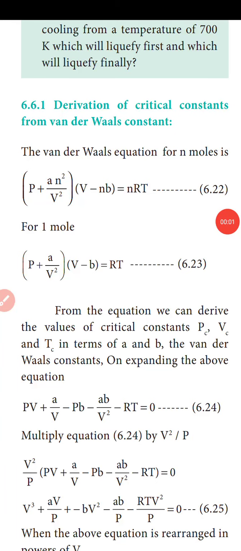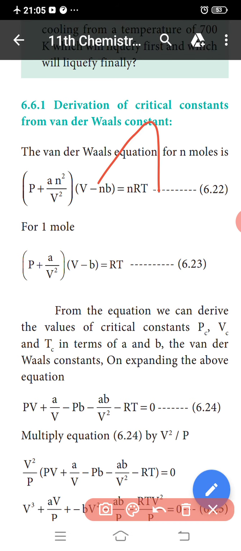Good morning students. Today's video is going to show the derivation of critical constants from van der Waals constants. This is the van der Waals equation: (P + a n²/V²)(V − nb) = nRT.